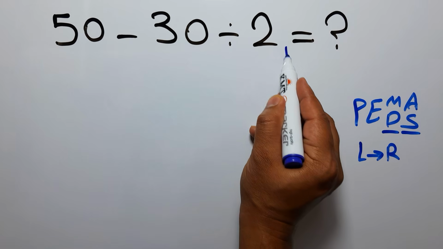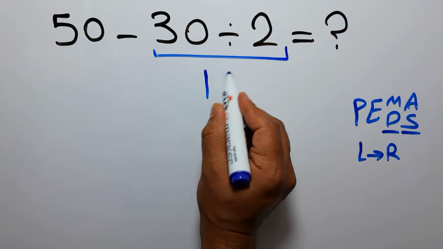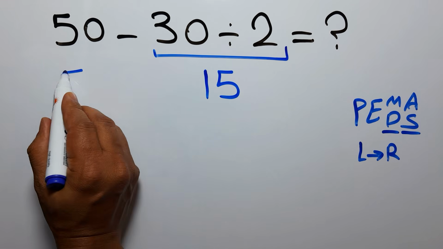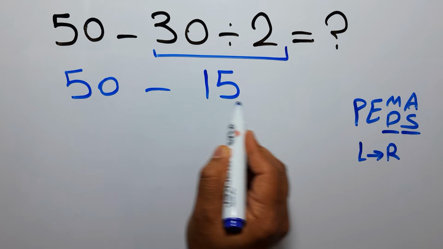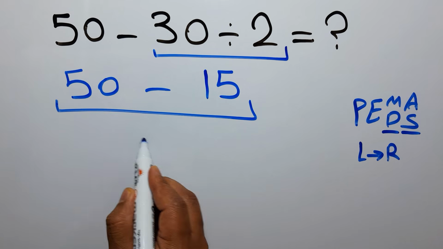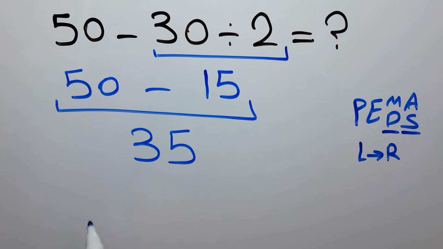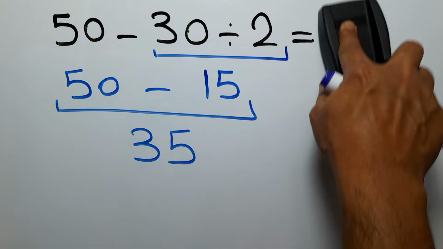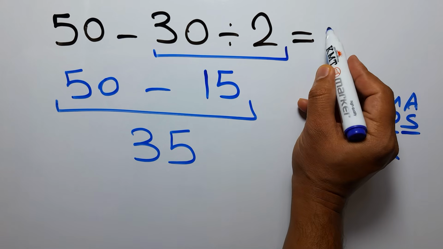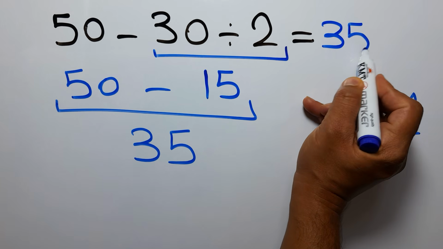30 divided by 2 gives us 15. So we have 50 minus 15, which equals 35. And this is our final answer to this problem. The correct answer is 35.